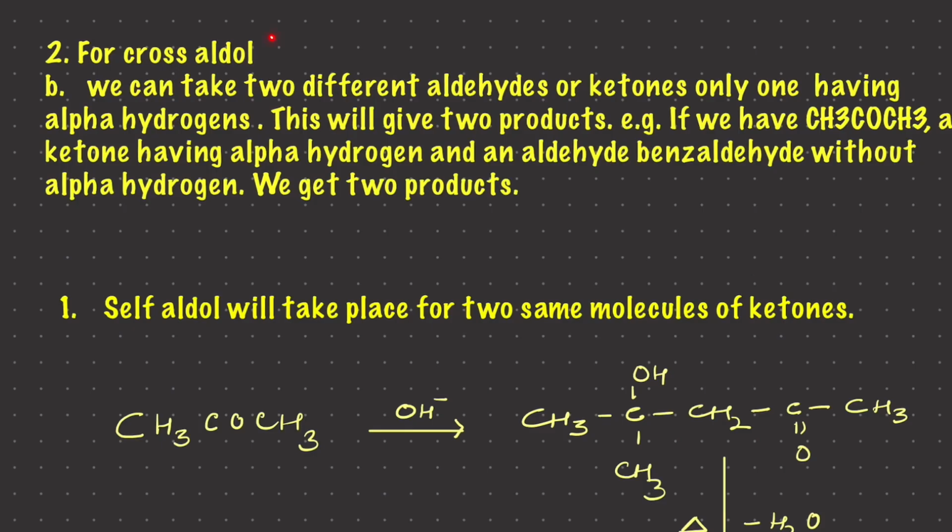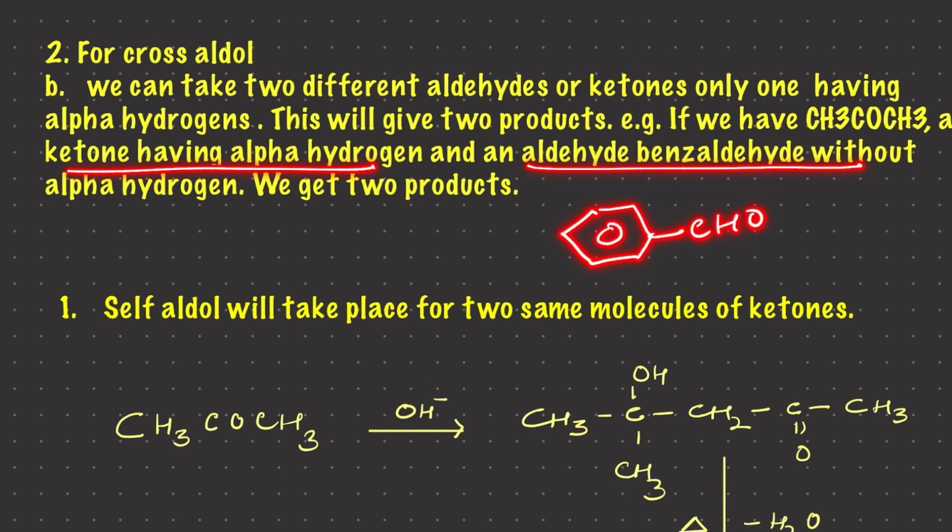Okay, let's do the second case of cross aldol. Here we take 2 different carbonyl compounds, an aldehyde and a ketone, and only one has alpha hydrogen, not both. Here we get only 2 products. For example, we take a ketone which has alpha hydrogen, and we take benzaldehyde, which has no alpha hydrogen. If I draw the structure of benzaldehyde, this alpha carbon has no hydrogen, so it has got no alpha hydrogen.